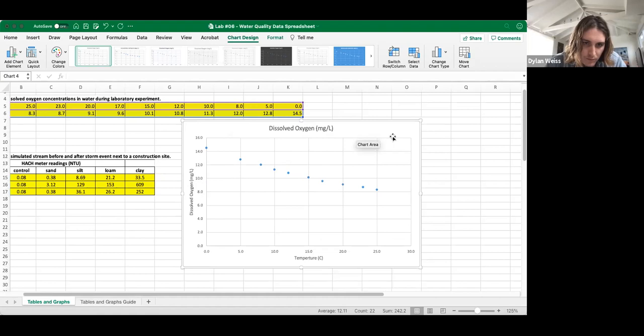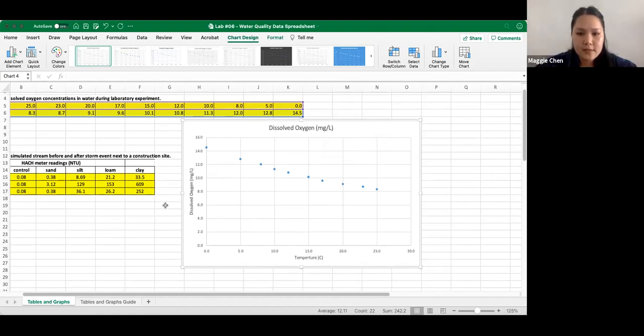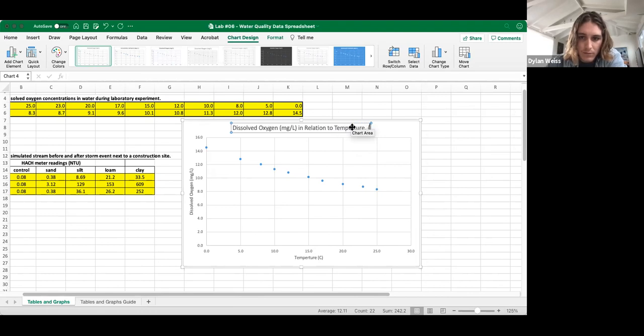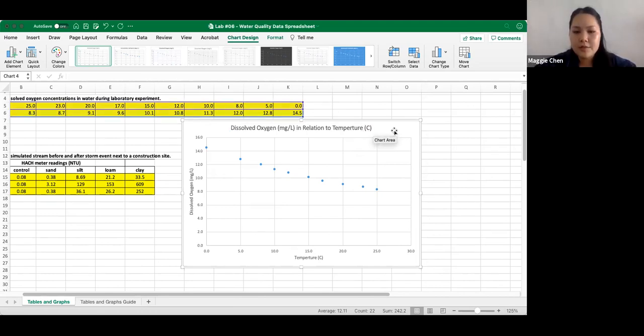So now that we have our axes titles, we can add to our chart title to make it more descriptive. So we have dissolved oxygen in milligrams per liter in relation to temperature in degrees C. Something like this, it doesn't have to be exactly this chart title, but this is basically the first graph that you need.